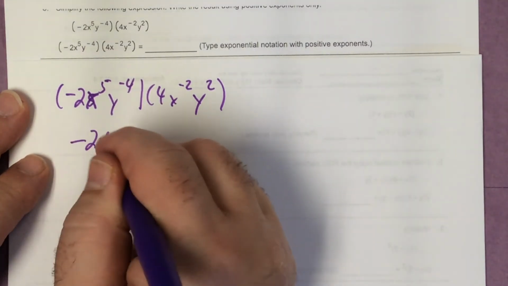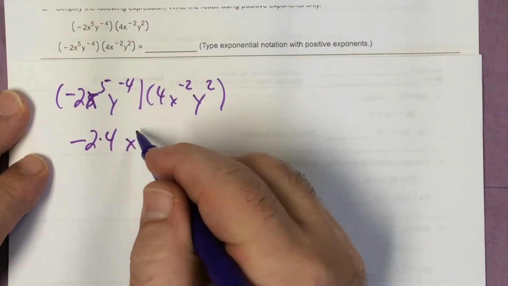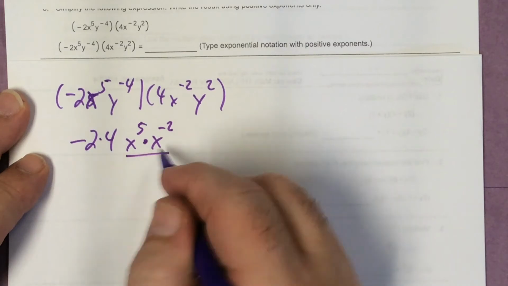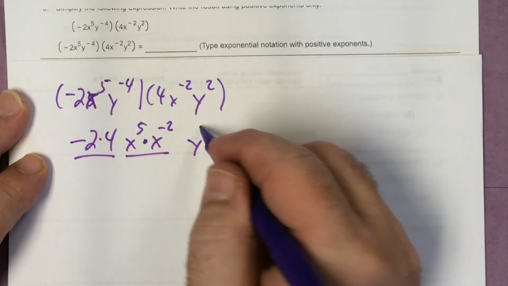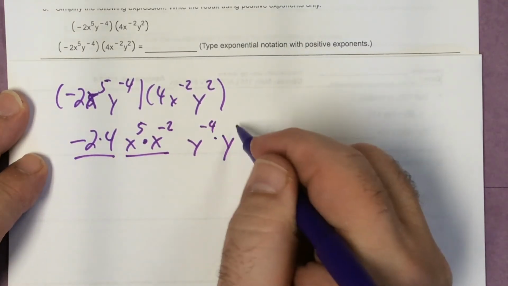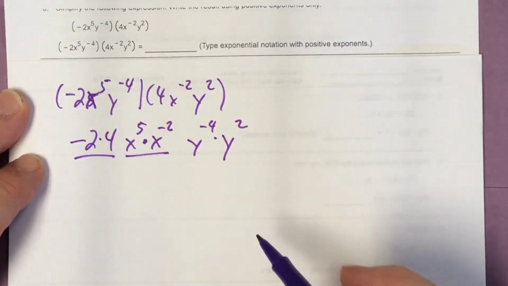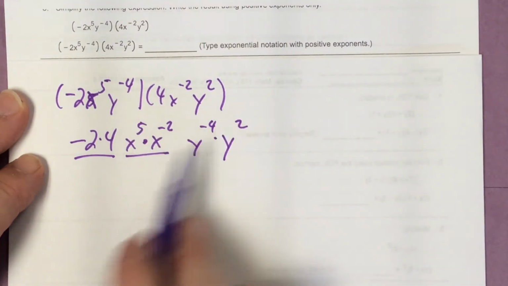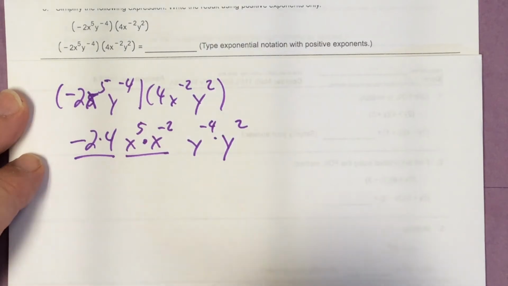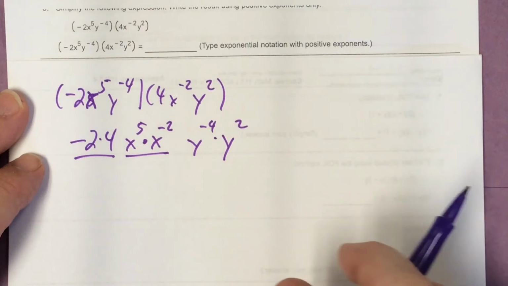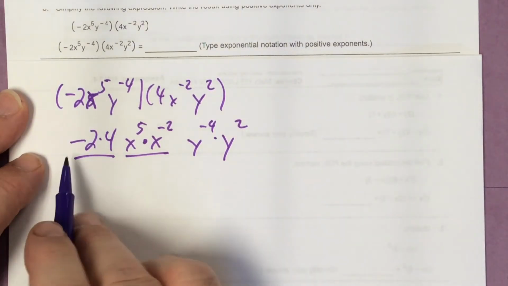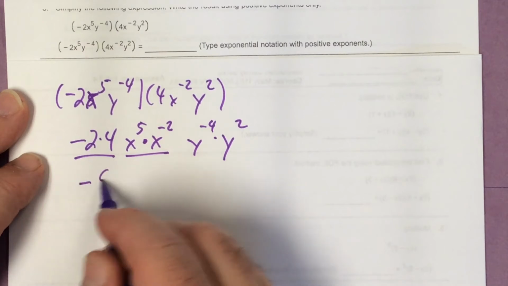Negative 2 times 4, we have x to the 5th times x to the minus 2. Then we have y to the minus 4 times y to the 2nd. And at this point, we should be adding these exponents, but things are negative. So on your calculators, you want to think about how this is done. If integer rules confuse you, just try to think about the process here. Okay, so negative 2 times 4 is going to be negative 8.